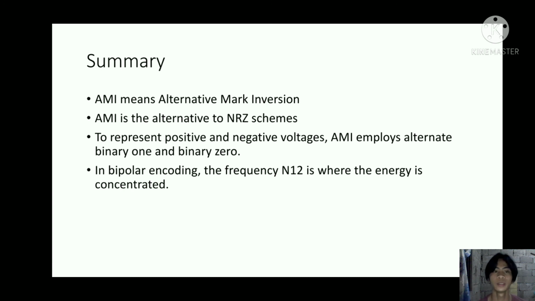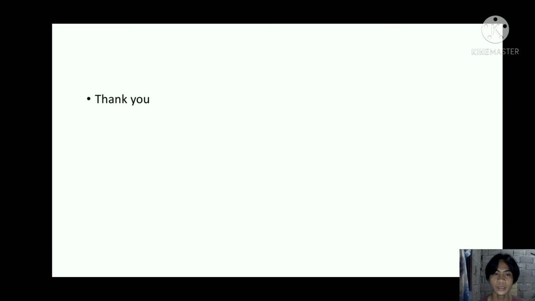Summary. AMI means alternate mark inversion. AMI is an alternative to NRZ schemes. To represent positive and negative voltages, AMI employs alternate binary 1 and binary 0. In bipolar encoding, the frequency N1, 2 is where the energy is concentrated.